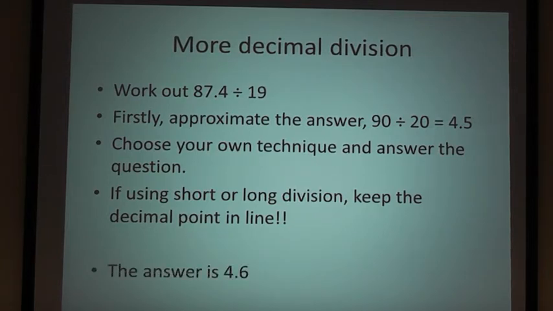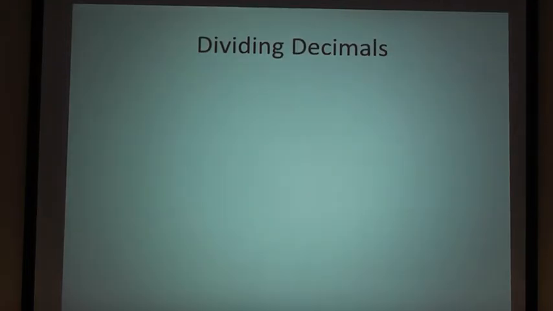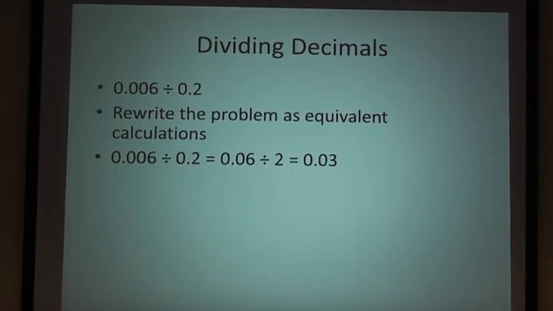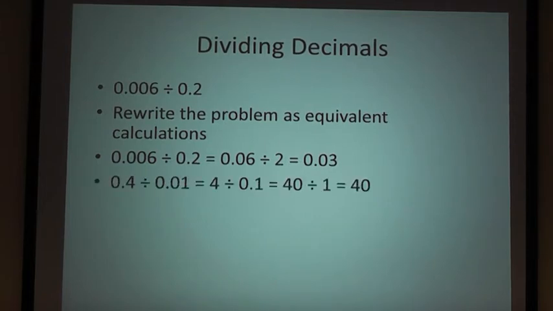Okay, and hopefully you got the answer of 4.6. So decimal division, one more, dividing decimals: 0.006 divided by 0.2. Writing this out as equivalent calculations, 0.006 divided by 0.2 is 0.6 divided by 2, which is 0.03. Same way, if you had 0.4 divided by 0.01, that's 4 divided by 0.1, and therefore it's 40 divided by 1, which gives you 40.